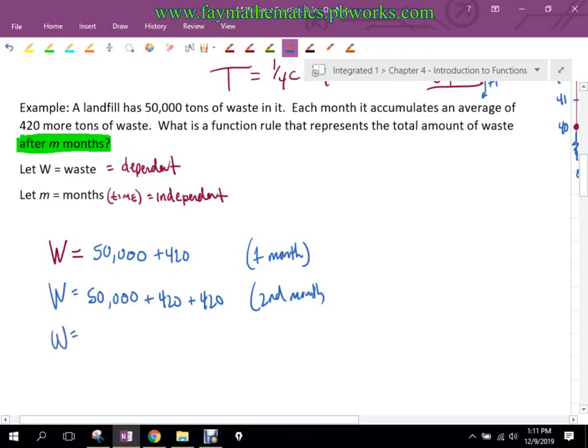In the third month, how many of these are we going to have? 3. So you have 420 plus 420 plus 420, right? That would be your third month. Fourth month, you have 4 of them, okay?